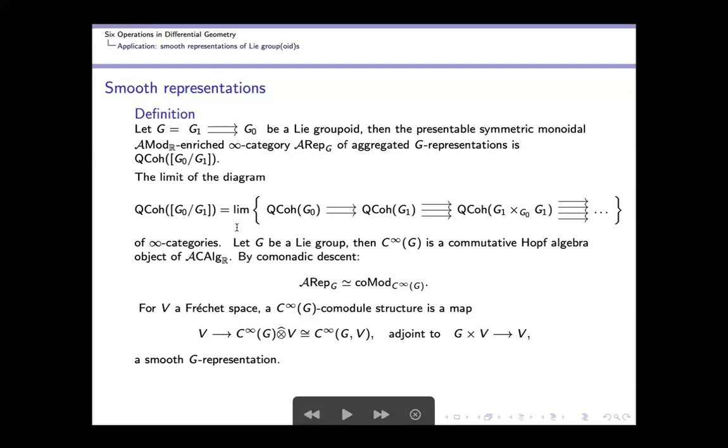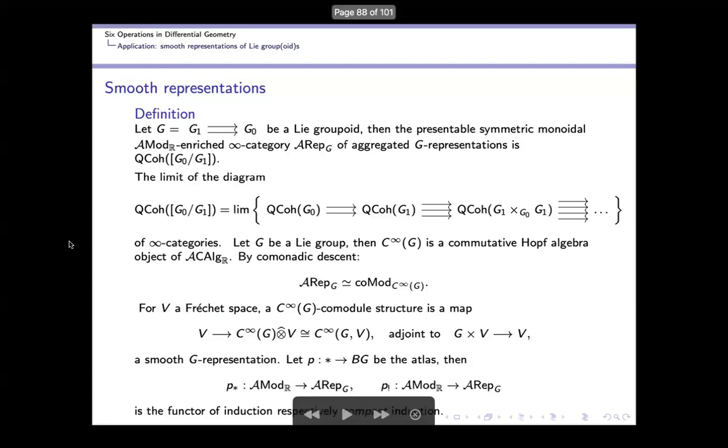So this category of G representations that we've constructed here has all the good properties that algebraic geometers and category theorists want. It's presentable, it's stable, but it contains lots of interesting functional analytic data. And the six-functor formalism gives you lots of interesting functorialities.